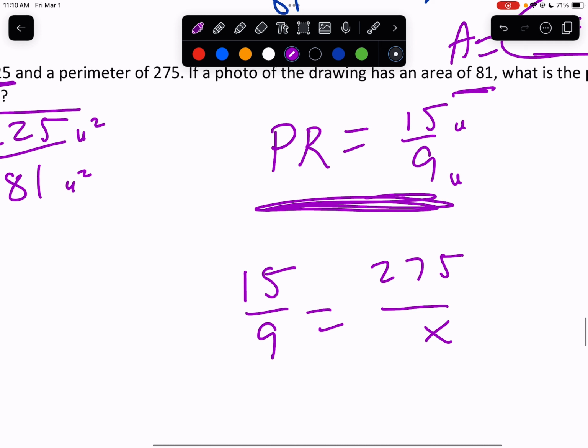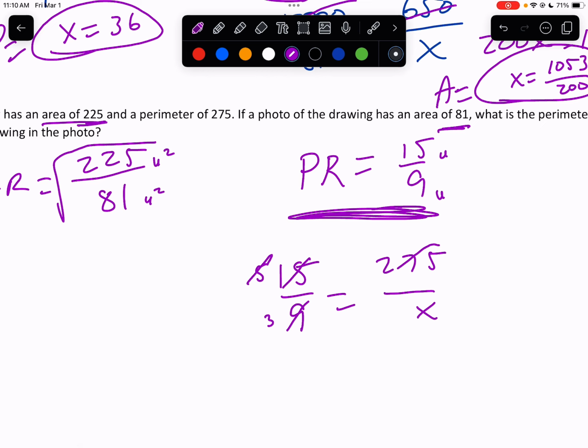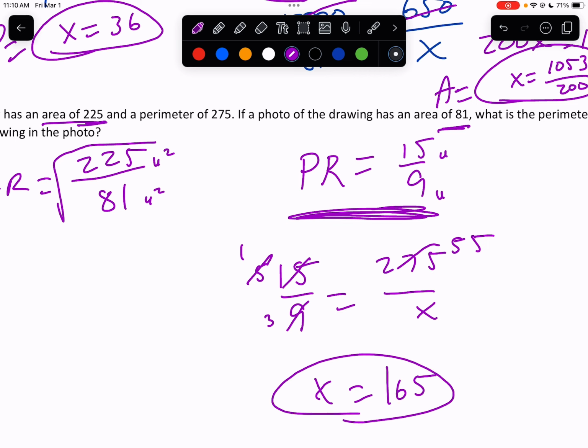Now that reduces, so we reduce vertically. That would be 5 over 3. And then 5 and 275, 20, 40, 15. So 55, let me make sure I got that. 5 over 275 reduces to 1 and 55. Yep. So x times 1 would be x. 55 times 3 would be 165. And that would be our answer.